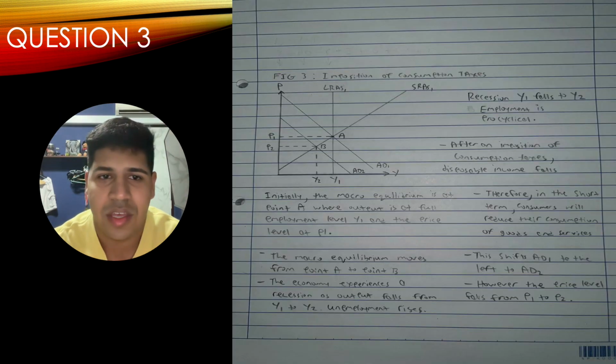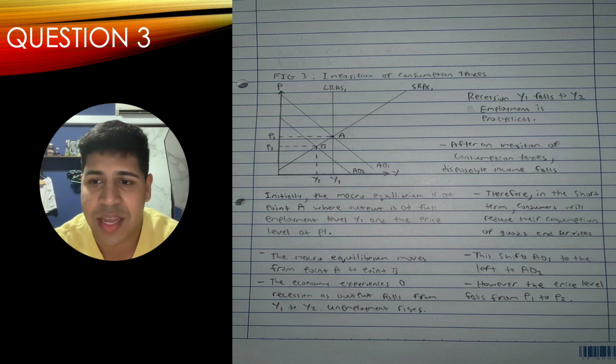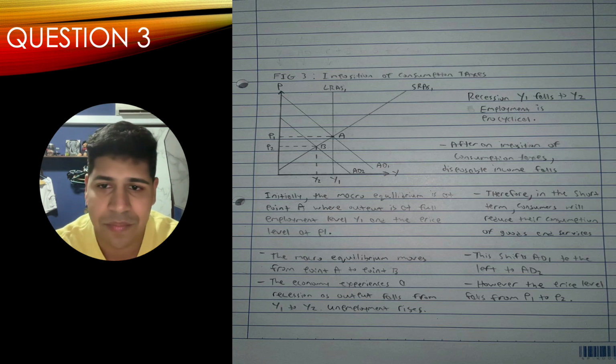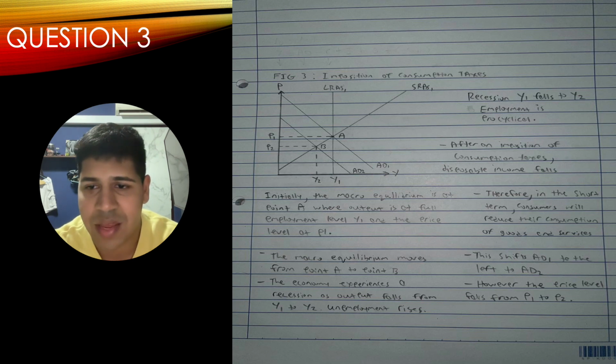Question number 3, imposition of consumption taxes. In this slide, we will explore how consumption taxes impact the macroeconomy using the aggregate demand and aggregate supply model. So, initially the macro equilibrium is at point A. At this point, output is at full employment level Y1 and the price level is P1.